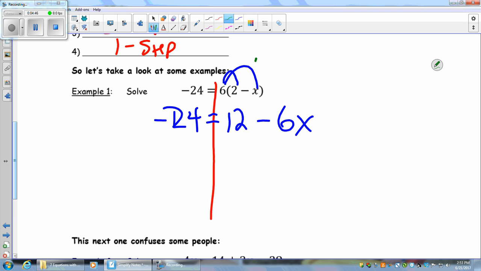Hopefully you're thinking the 12 here because it's not attached to the x. Obviously that 6 and x are attached. And how do I get rid of a positive 12? I'm going to minus 12, and I'm going to minus 12 on this side.